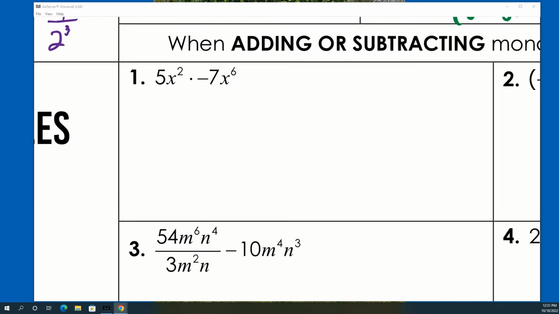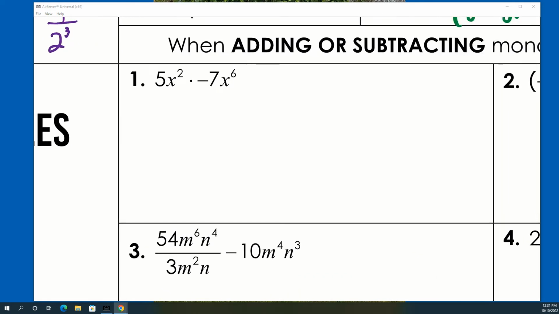All right, so on number 1, when I multiply these together, the 5 and the negative 7 aren't exponents. So we just use regular multiplication rules. So we're going to multiply 5 times negative 7, and that's negative 35. But for the x's, I'm going to add the exponents, and so it'll be x to the 8th.